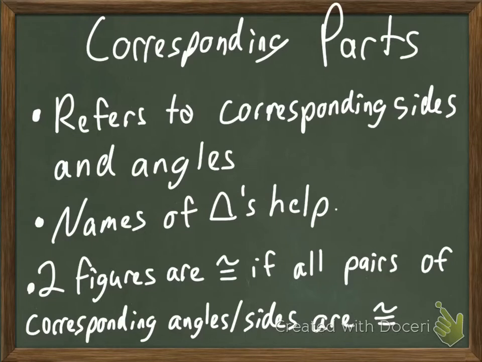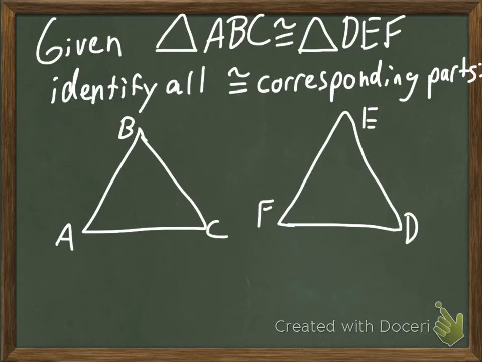And just another definition of congruence: two figures are congruent if all pairs of corresponding angles and sides are congruent. So if everything matches up and is exactly the same, then they are congruent. So just to start off, I'm telling you that triangle ABC and triangle DEF here are congruent. And what we're going to do is identify all the congruent corresponding parts.